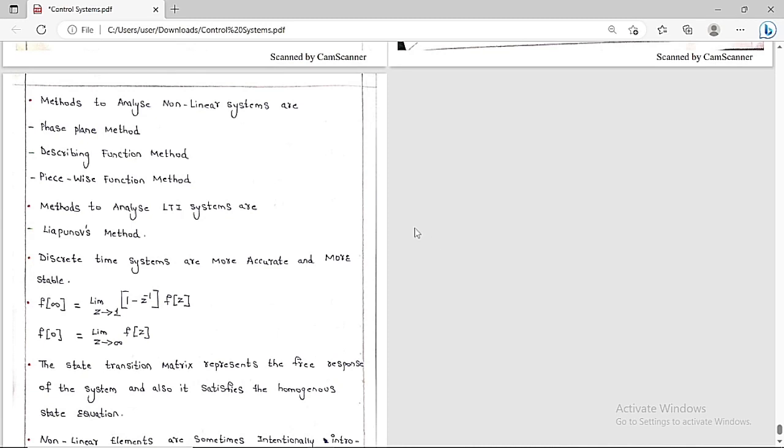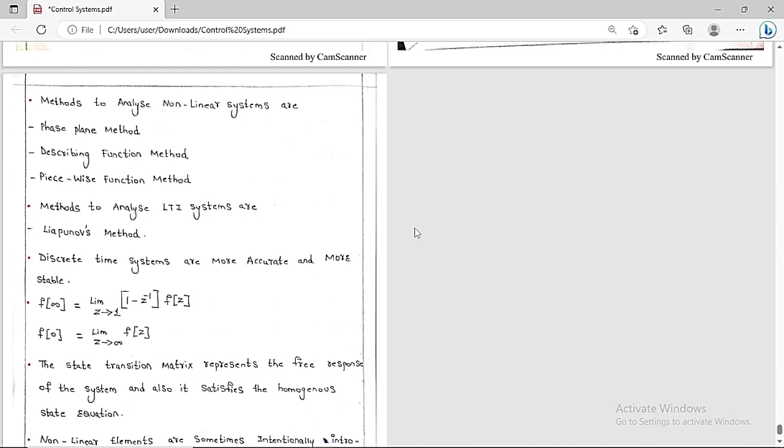The next point is the methods to analyze non-linear systems. Now we are going to discuss the different methods to analyze non-linear systems, which are the phase plane method, describing function method, and the piecewise function method. Whereas the method to analyze LTI systems is the Lyapunov method. So this point you always have to keep in your mind.